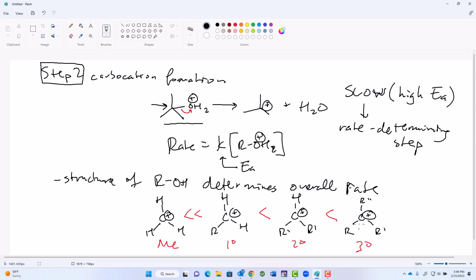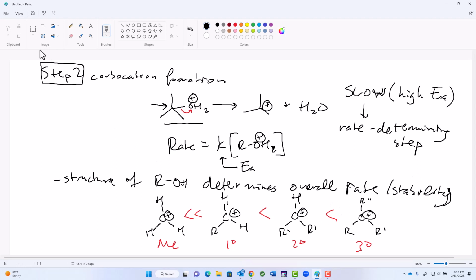So what we see is that a tertiary carbocation, remember, this is coming from a tertiary alcohol, is going to be much faster, is going to have a much larger K, than a secondary alcohol, which is going to be much, much faster than a primary, which is going to be much, much faster than a methyl alcohol. And this is the trend in stability that we see for carbocations that are formed as an intermediate.